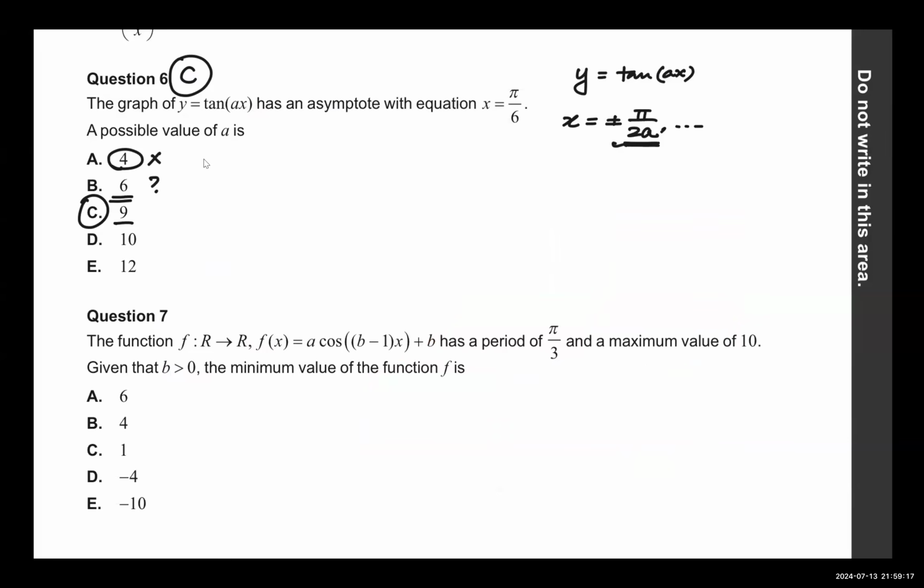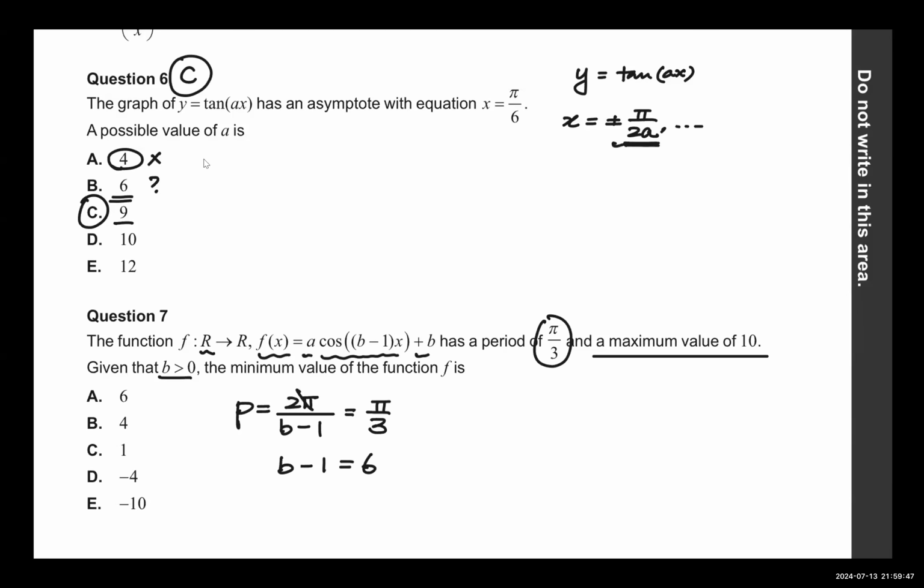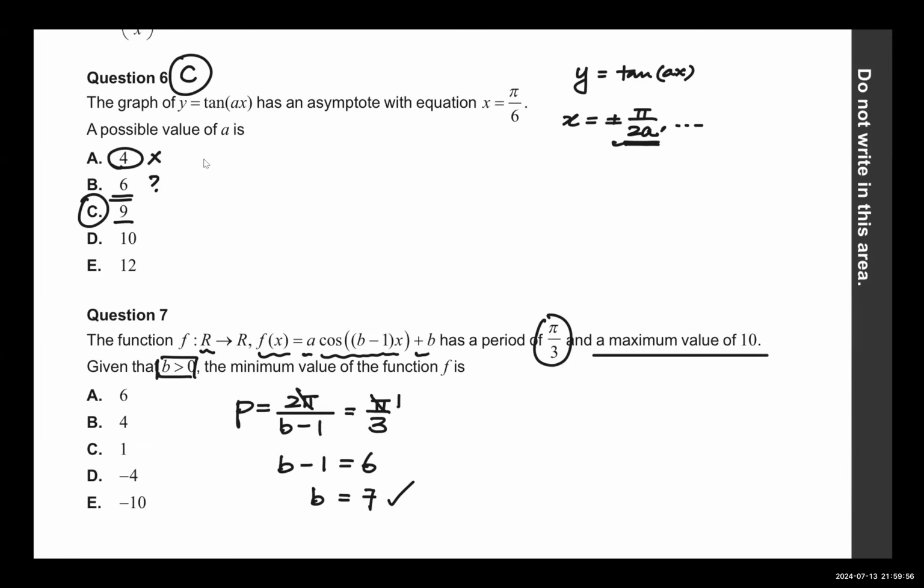Question 7 says the function with domain all real numbers, f of x is a times cosine of (b minus 1)x plus b, has a period of pi over 3 and a maximum value of 10. So b is greater than 0. Therefore, if I'm looking at a cosine function, I've got 2 pi divided by m. In this case, my m value is b minus 1, and that equals pi over 3. So I should be able to get b minus 1 equals 6, if I cancel out the pi here and cross multiply. Therefore, my b value can only be 7 because b is greater than 0. This is a reasonable answer.